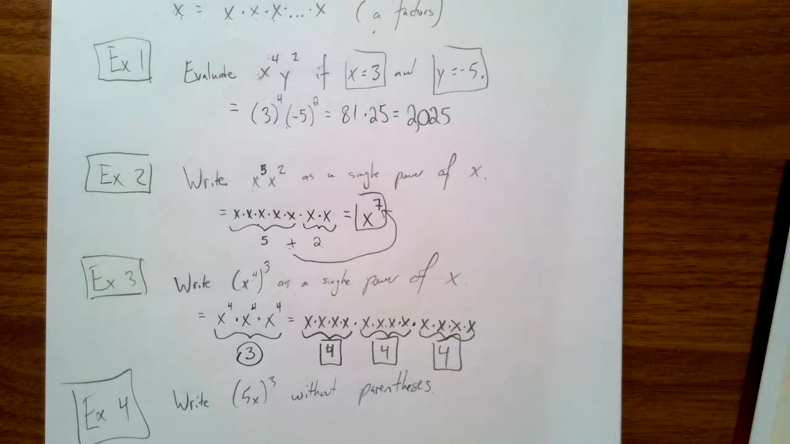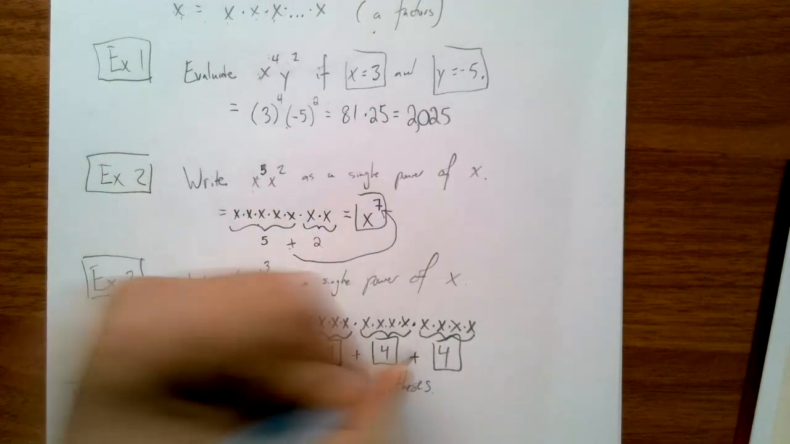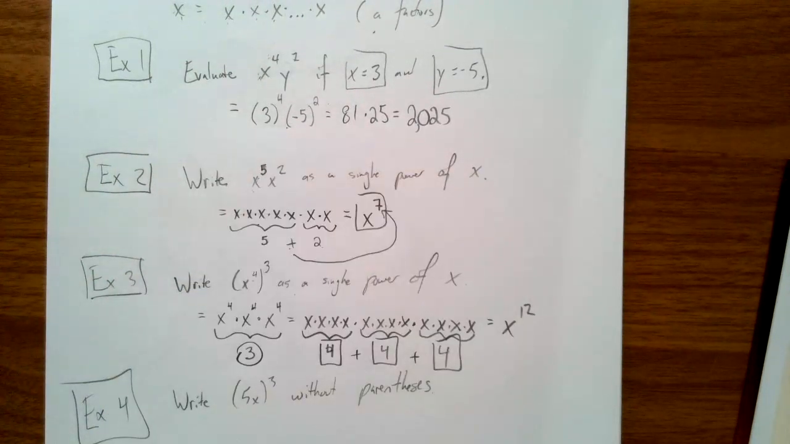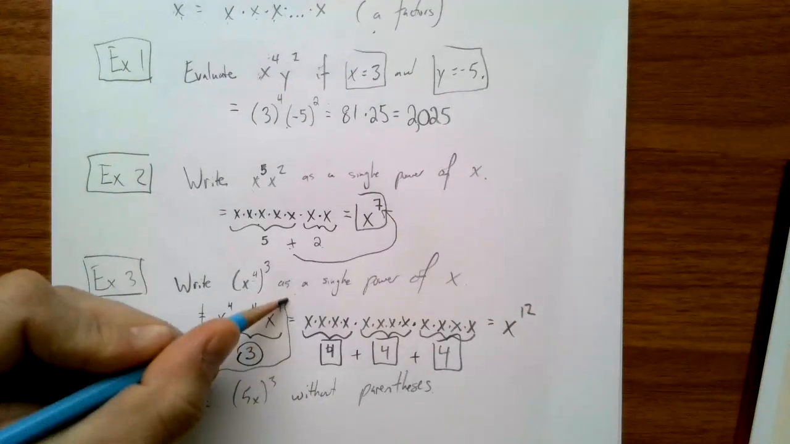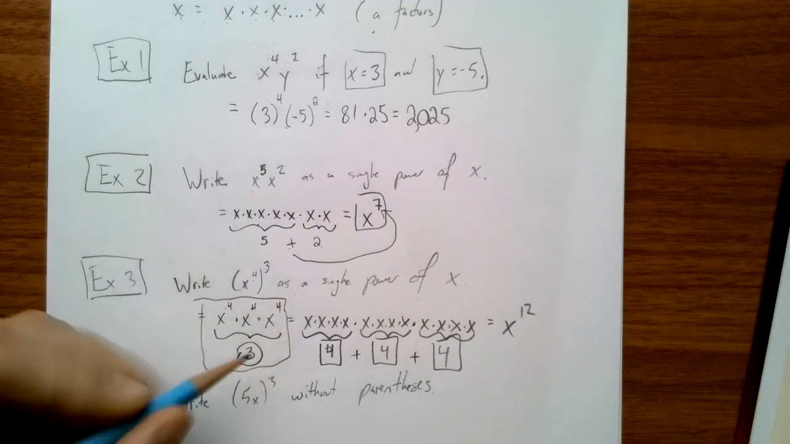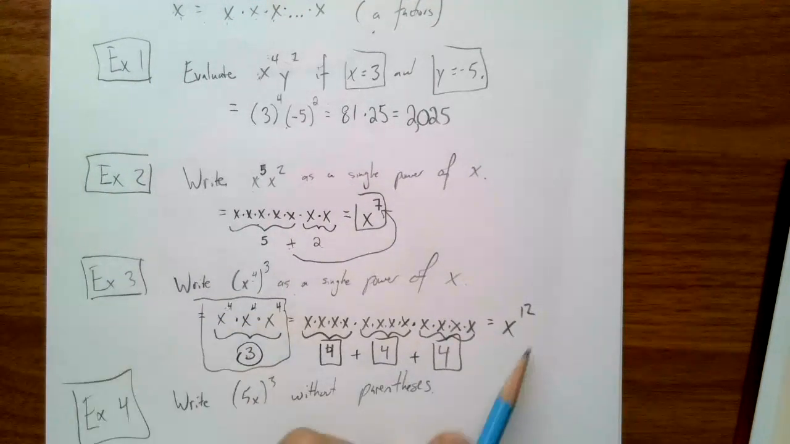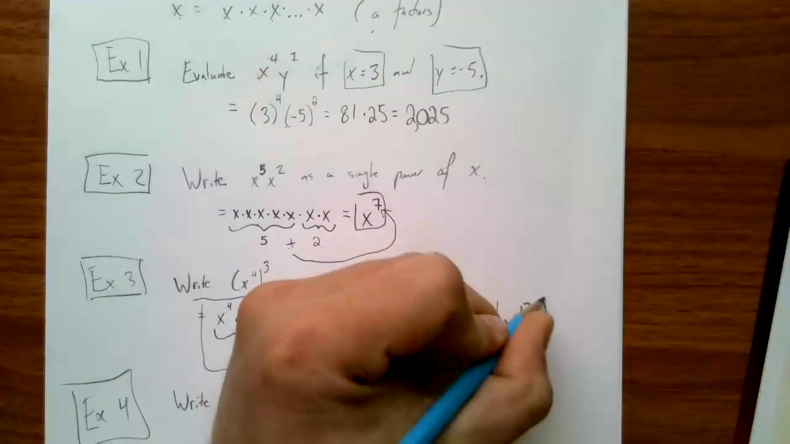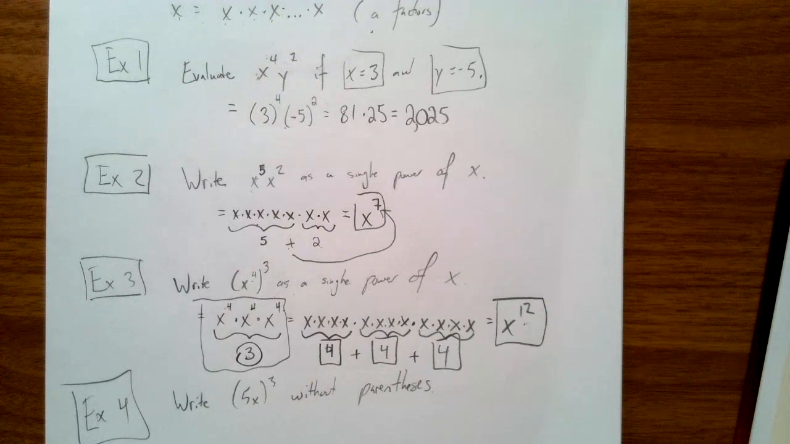So one way to think about that, of course, is we could take 4 and add 4 and add 4, which gives us x to the 12th. Or if we look back here, we have 3 groups of 4. So we can think of this as 3 times 4, giving us a total of 12 factors of x. Okay, once again, we've written our answer as a single power, and so we will leave our answer as such.